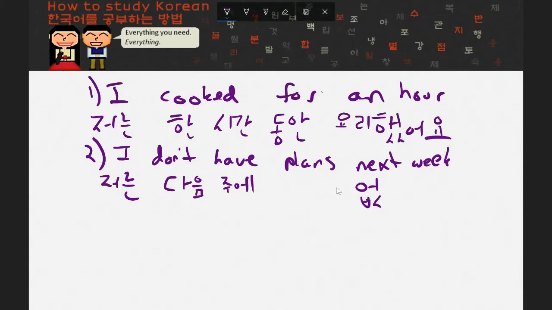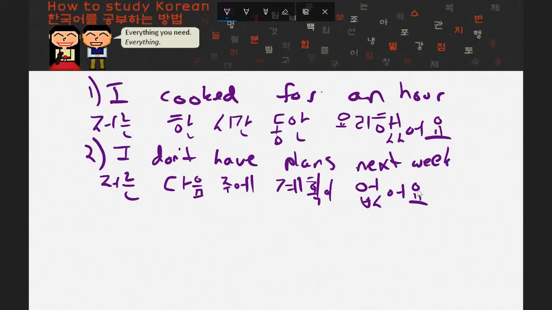And I'm going to conjugate this again into the informal high respect just for fun. Now I want to indicate the thing that I do not have, which is plans. As you learned in lesson 11, the noun for a plan is 계획. I'll put that here. And whenever you indicate that somebody doesn't have something, you want to use this particle on it here. So this whole sentence would read, 저는 다음 주에 계획이 없어요.